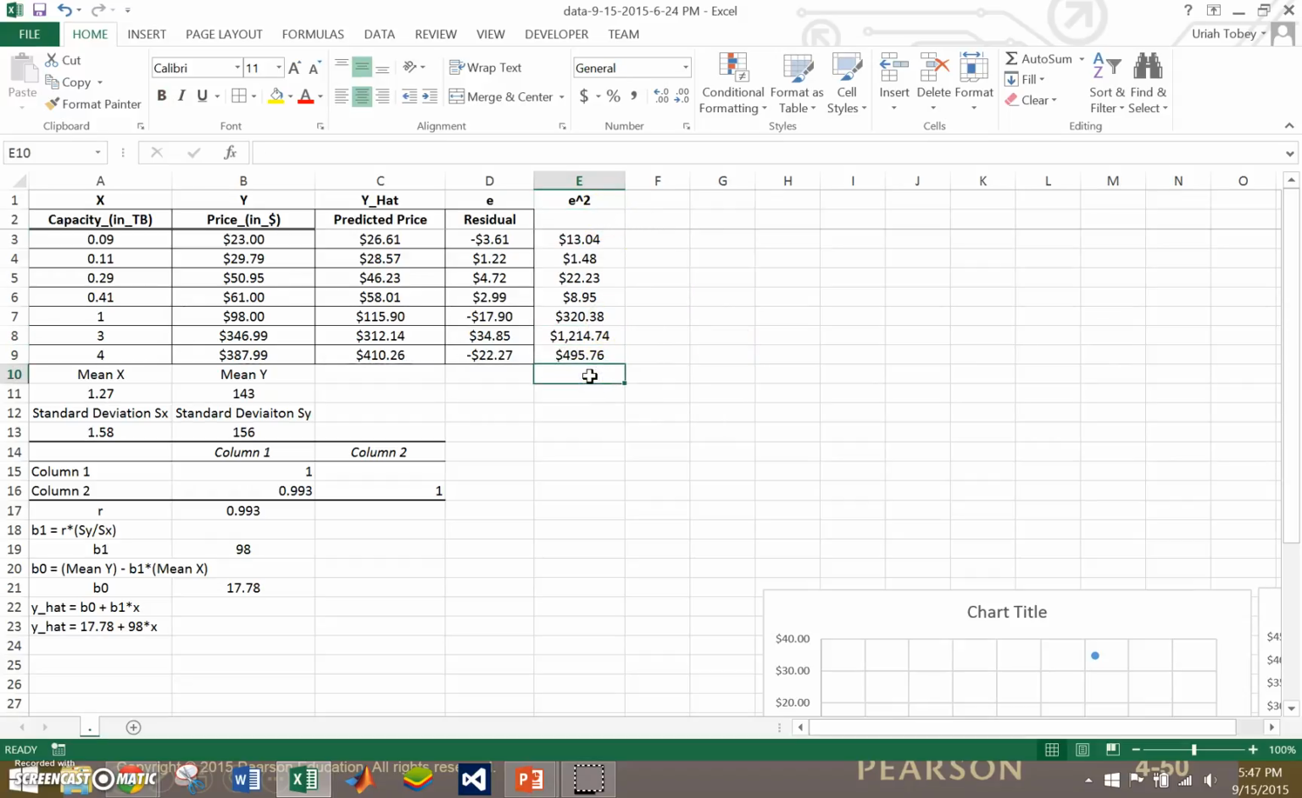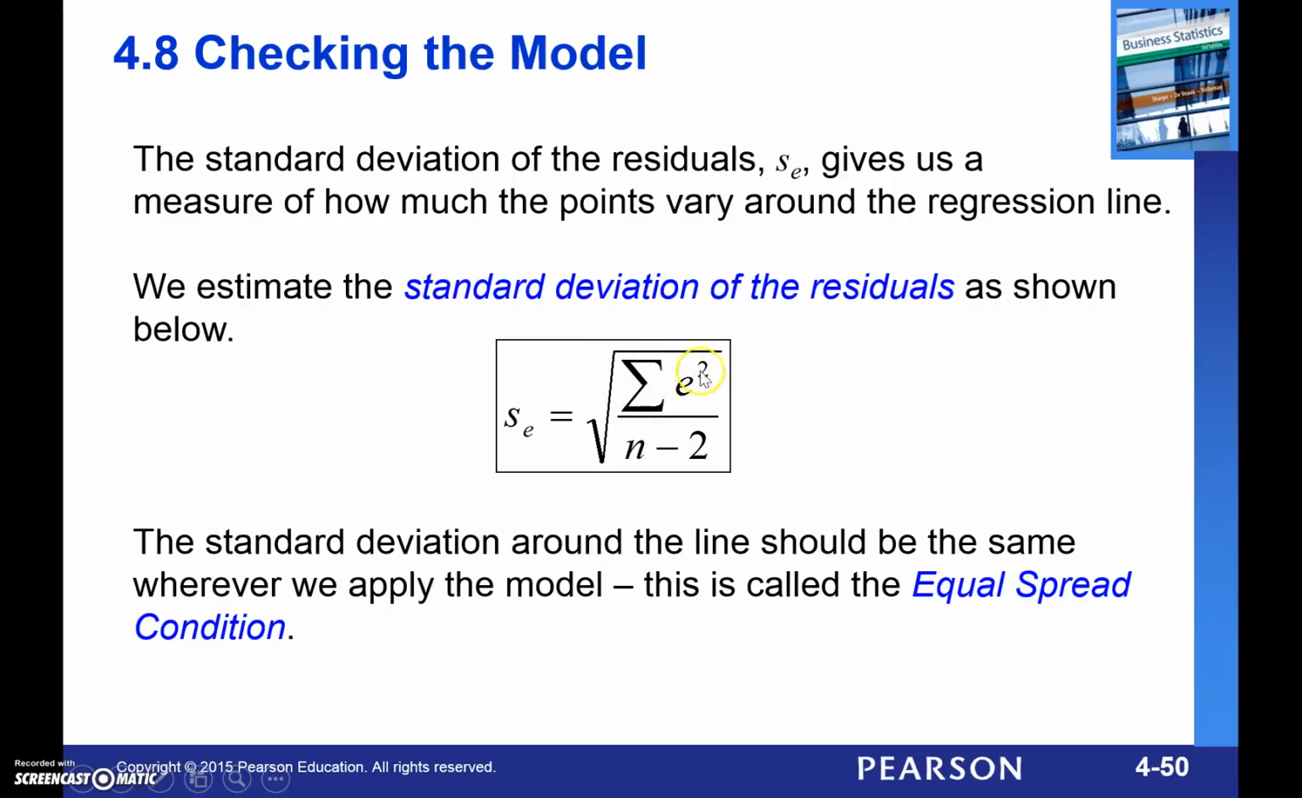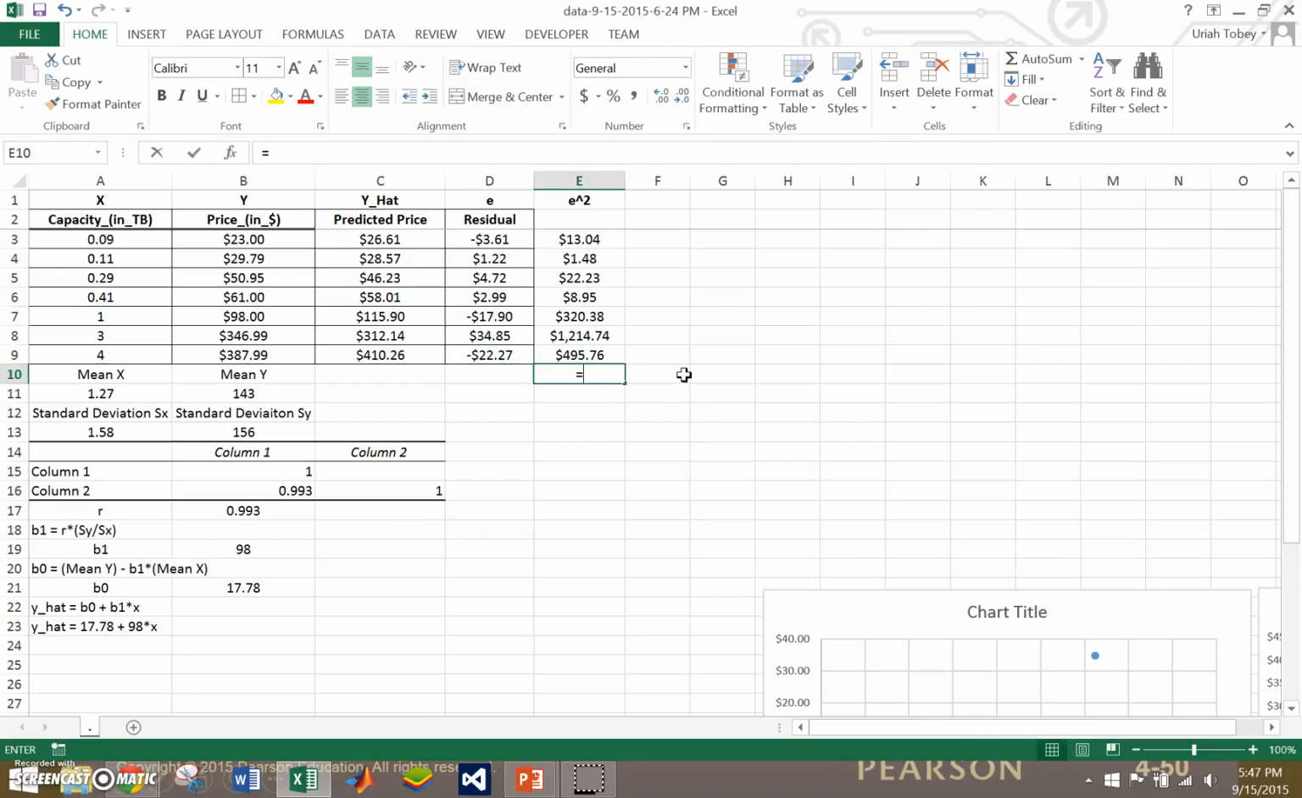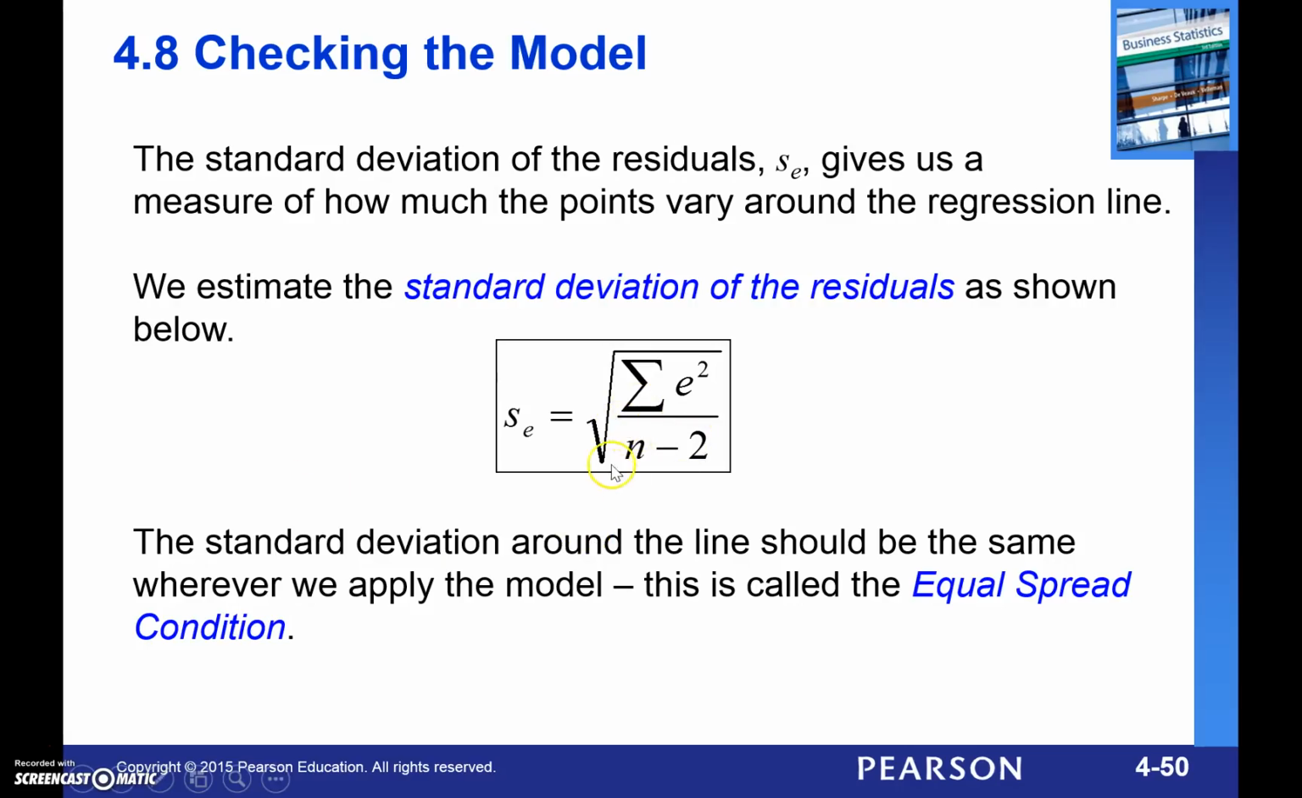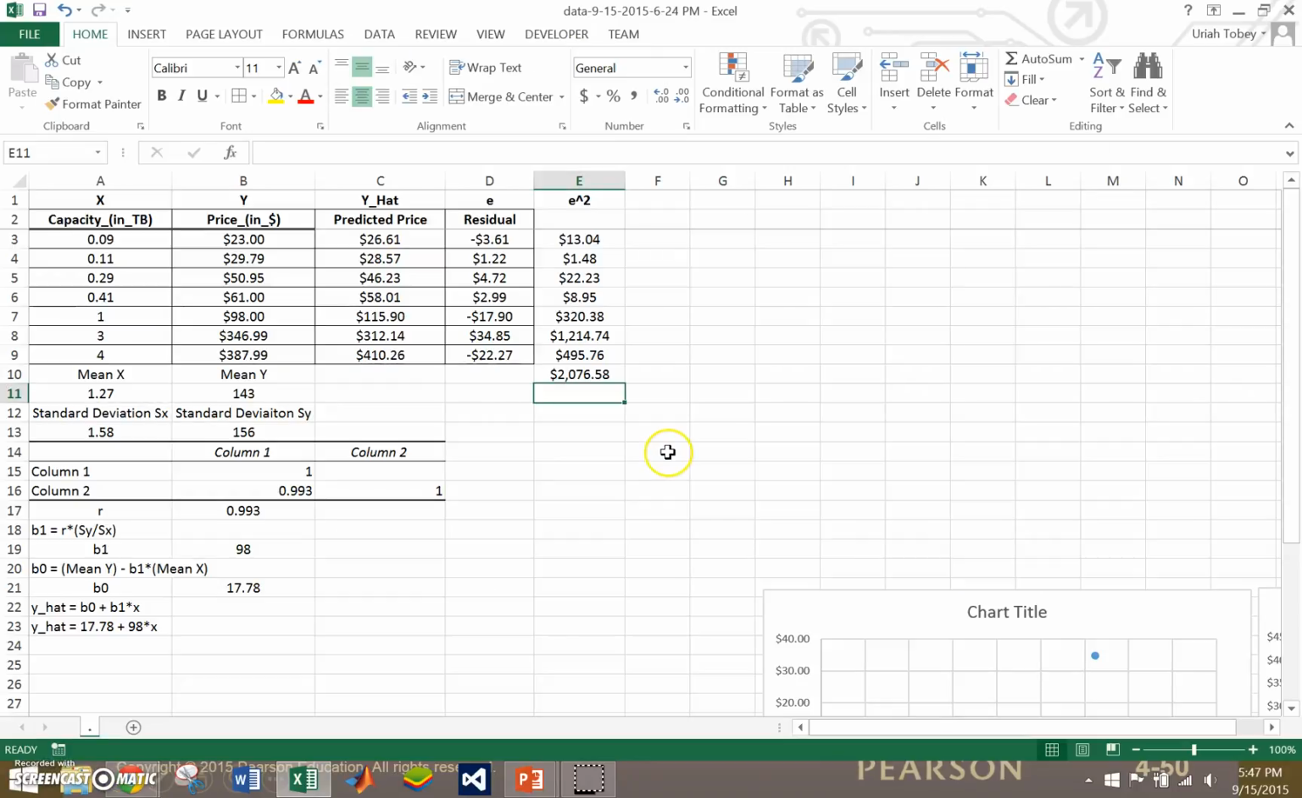Now the equation then says add up all these, so this sigma here means add up all those numbers. So I'm going to hit equal, SUM, select all these numbers, parentheses, enter, and it's about $2,000. Then it says divide that number by n minus 2, where n is the number of data points. So we have 1, 2, 3, 4, 5, 6, 7. So we're going to divide this number by 7 minus 2, enter. So that's about $415 now.